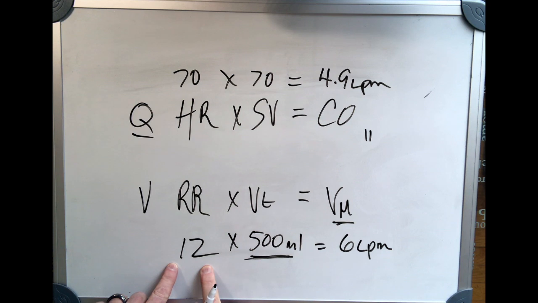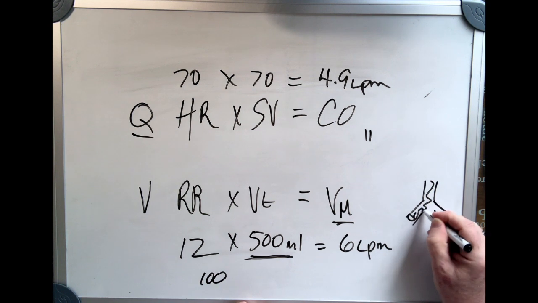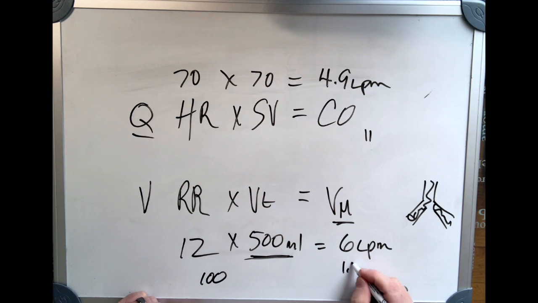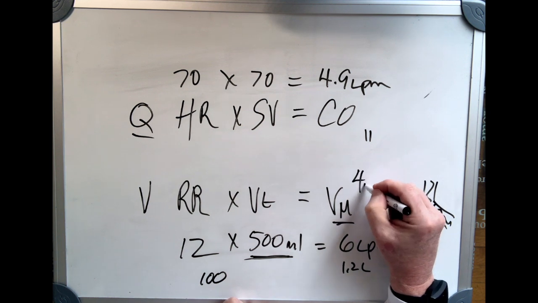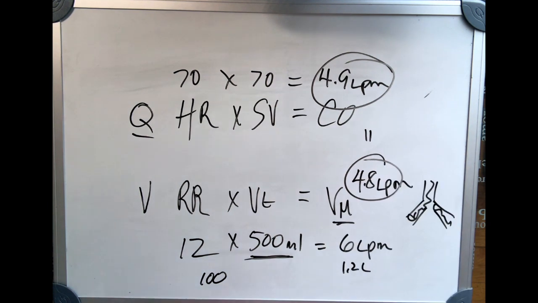Because if I'm breathing 12 times a minute and I take 100 cc's off of every single breath to fill my dead space, 100 cc's times 12 equals 1.2 liters, or 1,200 cc's. You can write it any way you want. But if I take 1.2 away from 6, what do I end up with? I end up with 4.8 liters per minute. There you go. There's your match. That's what we want. Hopefully that makes sense. And we're going to end it right there and pick up on another section.